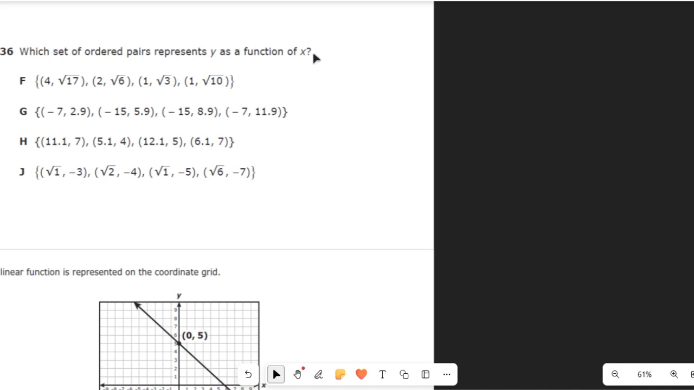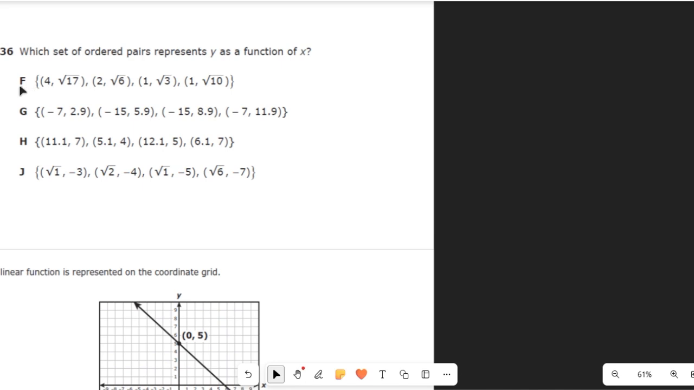Now, to determine the set of ordered pairs that represent y as a function of x, we need to check whether each x value is paired with exactly one y value. Remember the principle, each x value must be paired with one y value. Each input must give us a corresponding output. And 2, mapping. The mapping of x to y says that for every x value, there should be exactly one y value.